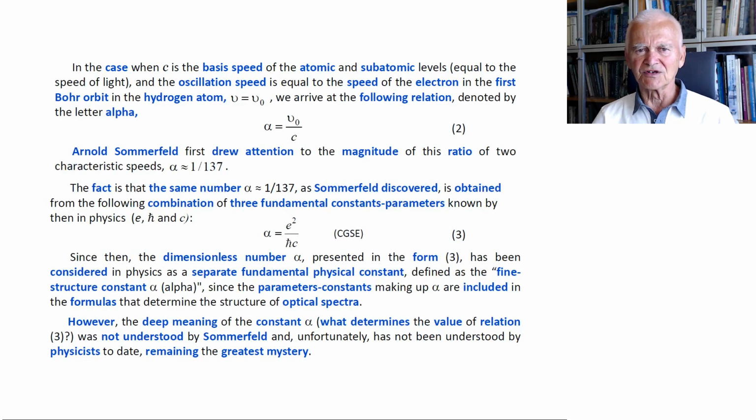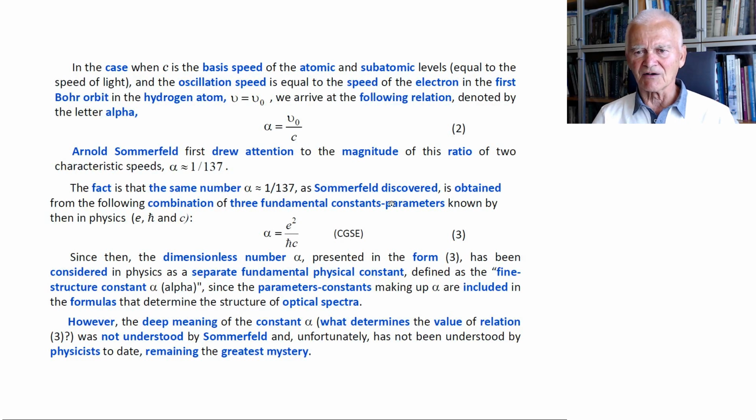In the case when c is the basis speed of the atomic and subatomic levels, equal to the speed of light, and the oscillation speed is equal to the speed of the electron in the first Bohr orbit of the hydrogen atom, v equal to v0, we arrive at the following relation, denoted by the letter alpha. Arnold Sommerfeld first drew attention to the magnitude of this relation of two characteristic speeds. The magnitude is equal to 1 over 137.